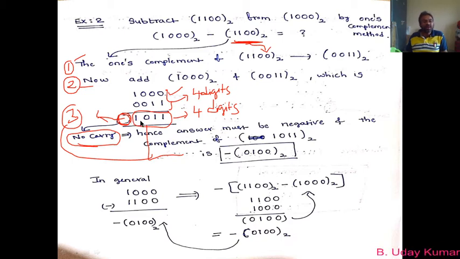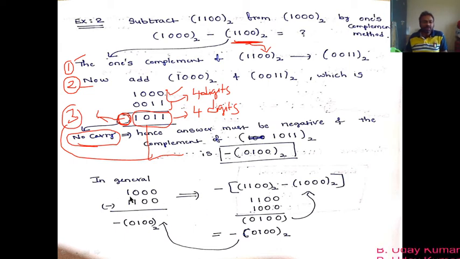But since there is no carry here, to find the answer, you have to write the ones complement of this number. If you write the ones complement, you get minus 0100 to the base 2, where minus shows that you are subtracting a bigger value from a smaller value. That's it. Even in general, you can check here.